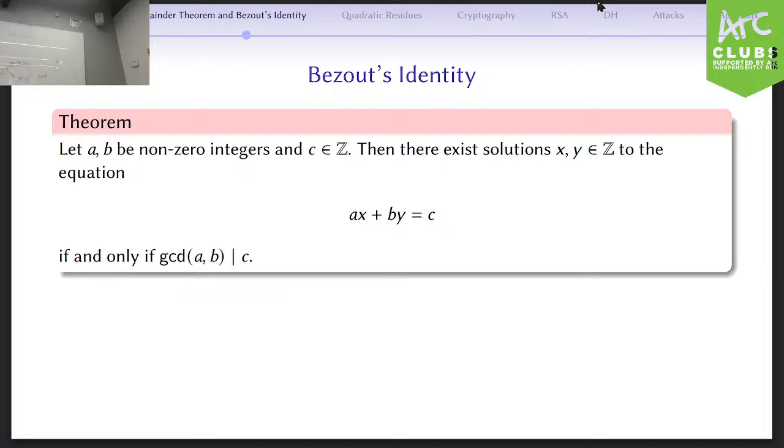So basically, if we're given this integral equation for x and y with these coefficients a, b, and c, which are also integers, then what Bezout's identity tells us is that there always exist solutions x and y to this in the integers if and only if the GCD of our coefficients a and b divides c.